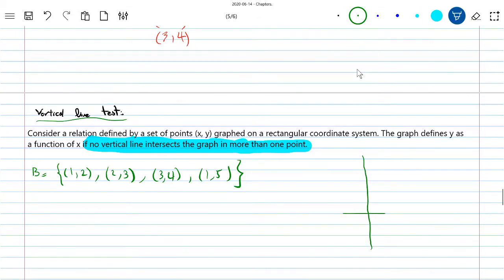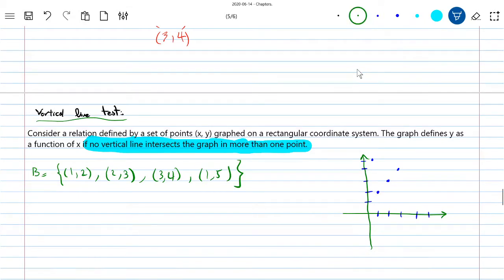I'll try to be as clear as possible. Okay, the point (1, 2). Here's 1, 2, 3, 4, 5 and 1, 2, 3, 4, 5. This is the point (1, 2). The point (2, 3), there's (2, 3). (3, 4), and (1, 5), this would be (1, 5). The same x value, but the y value is 5.